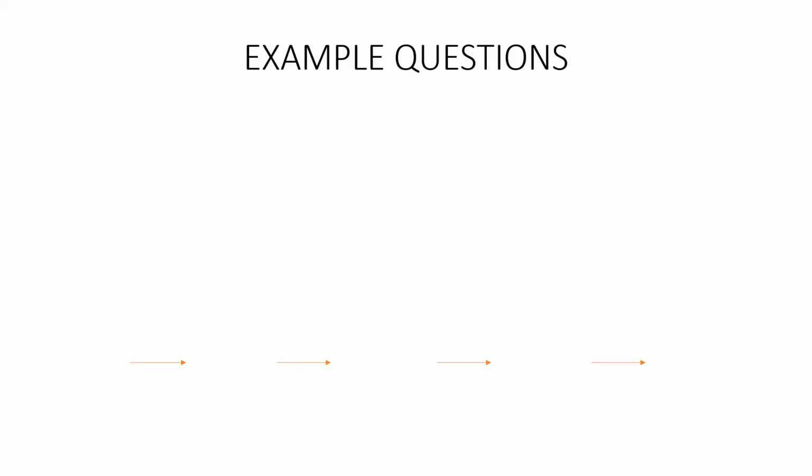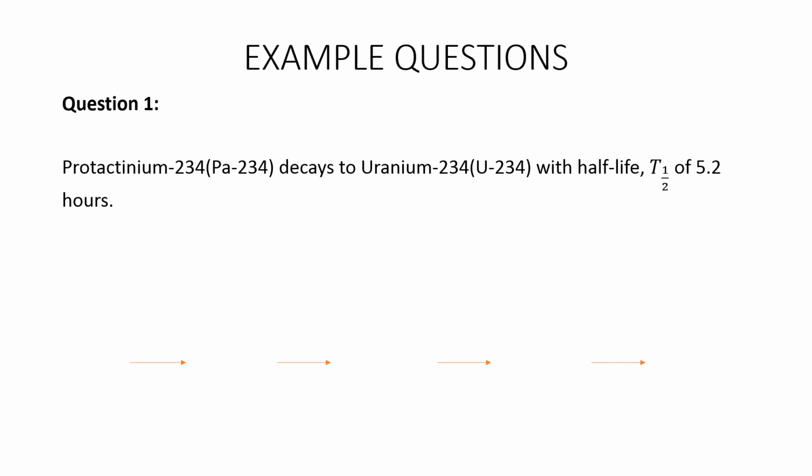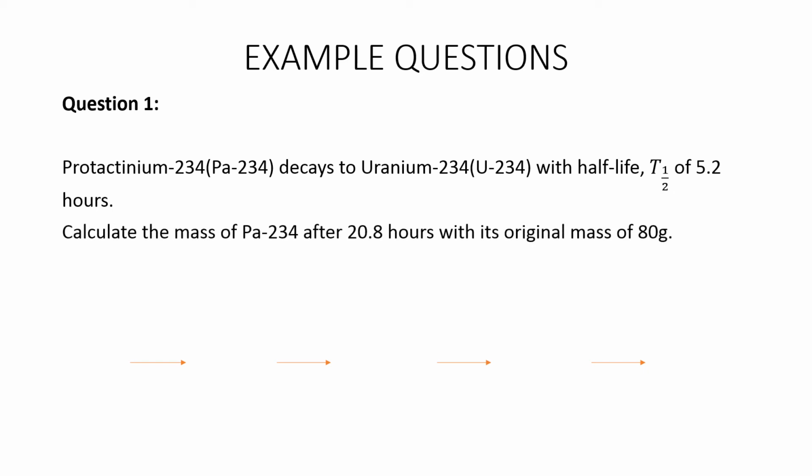Example questions for half-life. Let's look at question number 1. Protactinium-234, Pa-234, decays to uranium-234 with a half-life of 5.2 hours. Calculate the mass of protactinium-234 after 20.8 hours with its original mass of 80 grams.